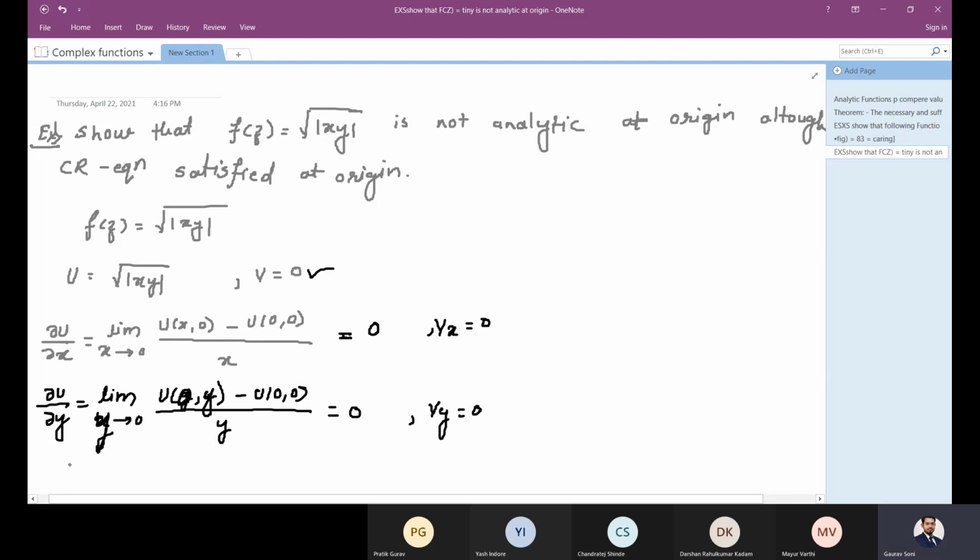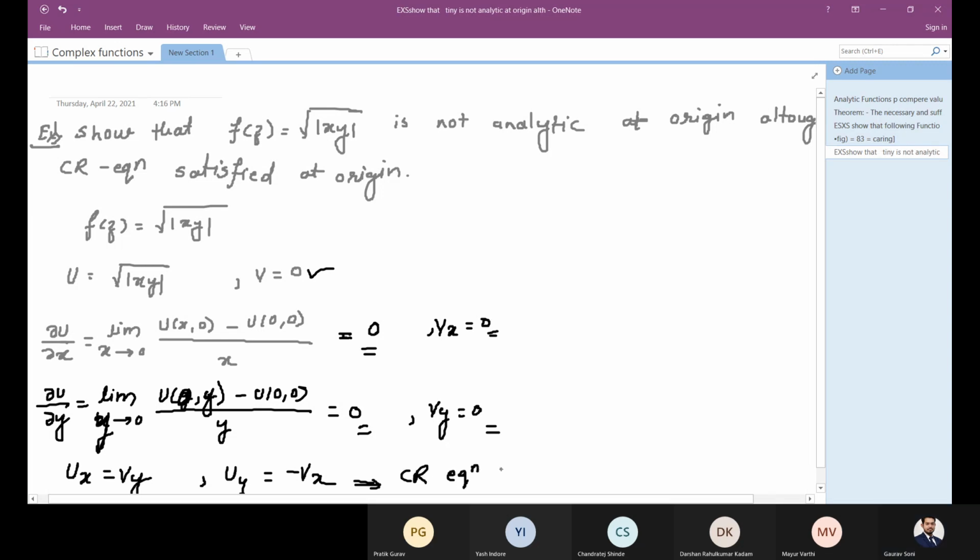V with respect to y is 0. So what do we observe? Ux is equal to Vy. Both of them are 0, this term and this term. Even Uy is equal to minus of Vx, as both of these terms are 0. So the CR equation is satisfied at 0, 0.